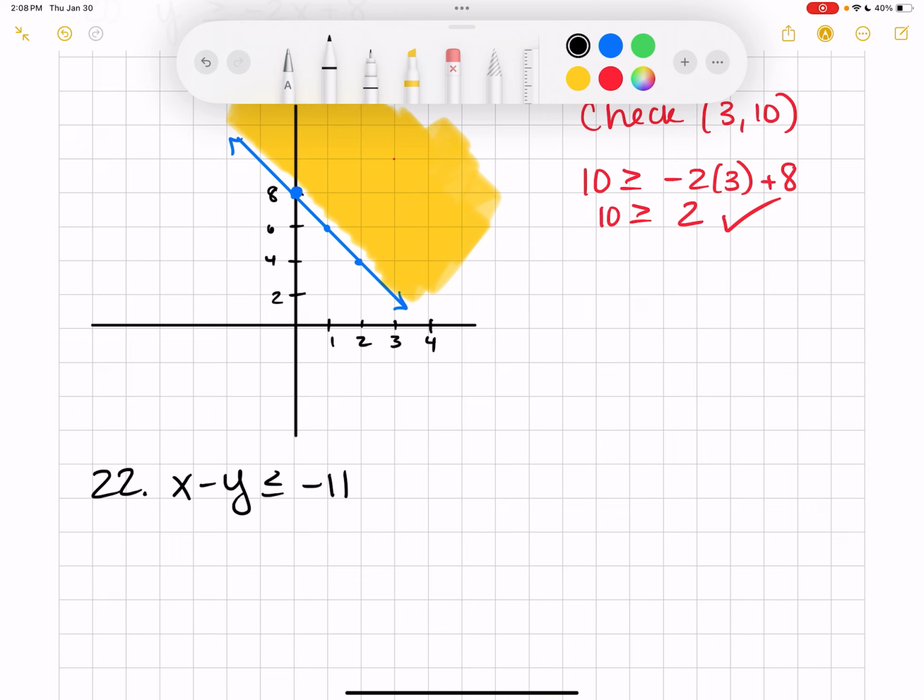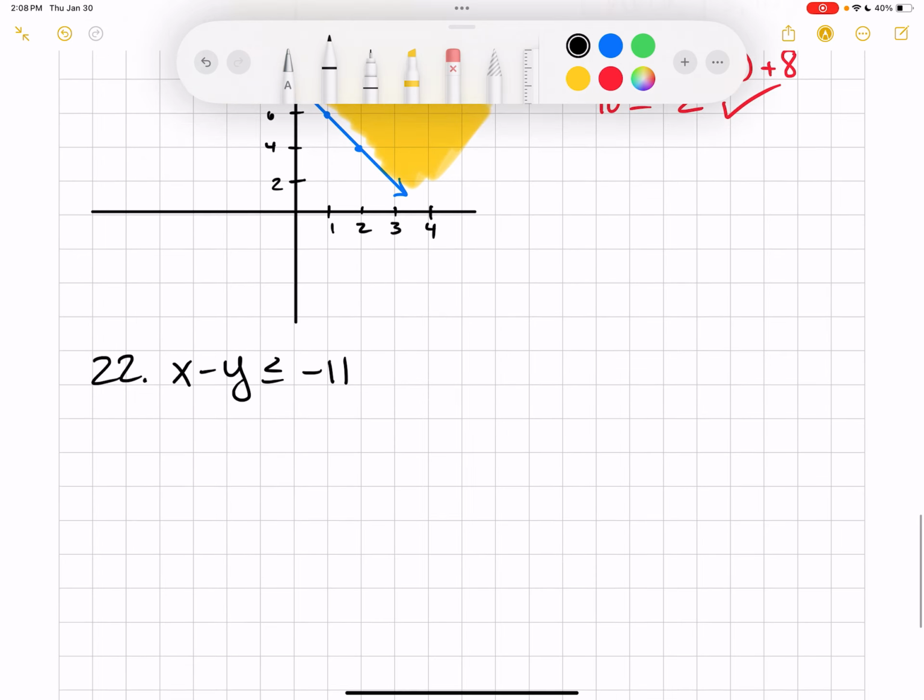So that means I need to get y by itself. So what do I need to do in order to get y by itself? Subtract x. So I have negative y is less than or equal to negative x minus 11. Now what? Divide by negative. What happens when I divide by a negative? The sign flips. So that's still true when we're graphing. So this was a less than or equal to. Now it's greater than or equal to. And that'll be x plus 11 because I divide everything by the negative.